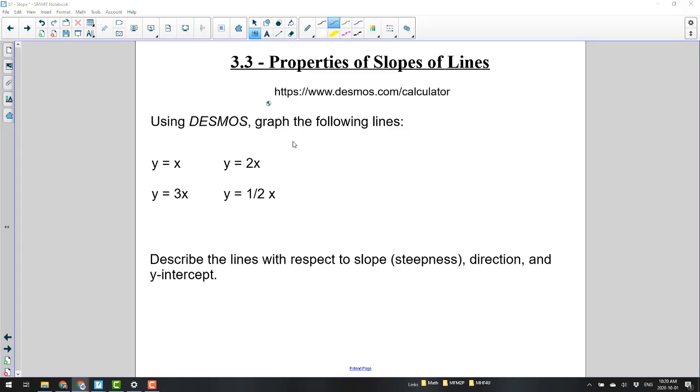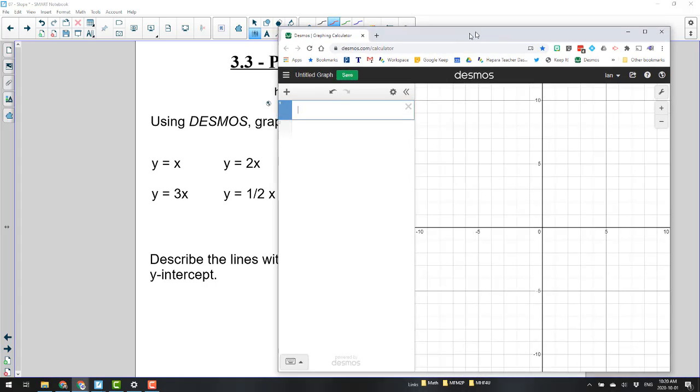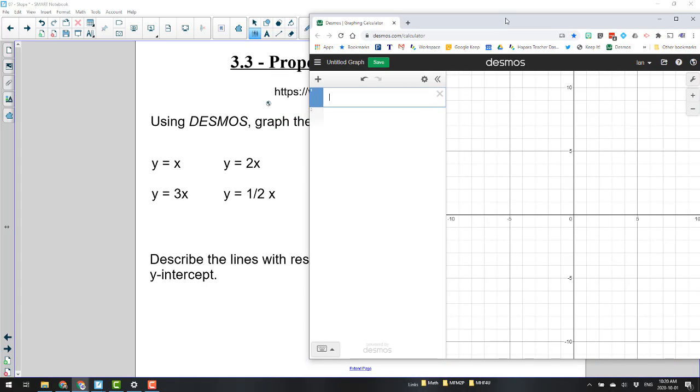The first thing we're going to do is compare these four lines that I have on here: y equals x, y equals 2x, y equals 3x, and y equals 1/2 x. And we're going to enter all of those into Desmos. So let's go ahead and do that. If at any point I start going past you, go ahead and pause the video so that we're doing this together. So my first line is going to be y equals x.